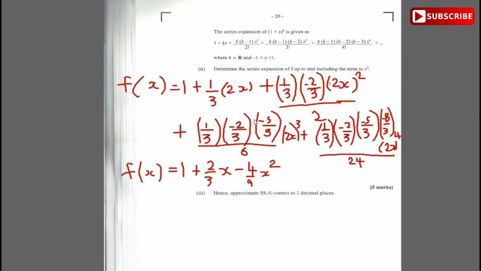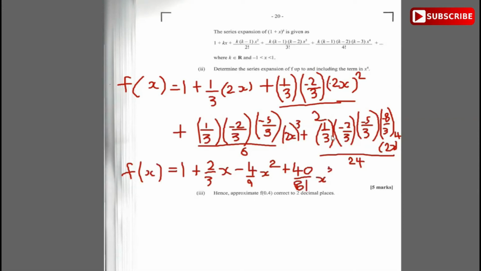We have 1 over 3 times minus 2 over 3 times minus 5 over 3 times 2 cubed divided by 6. And that's 40 over 81. So you get plus 40 over 81 x cubed.